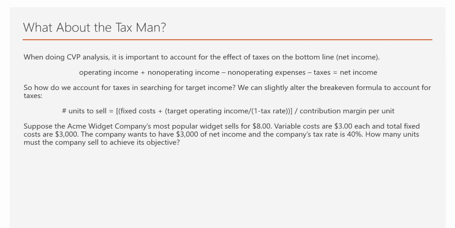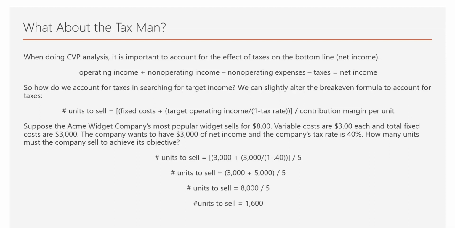Suppose the Acme Widget Company's most popular widget sells for $8. Variable costs are $3 each, and total fixed costs are $3,000. The company wants to have $3,000 of net income, and the company's tax rate is 40%. How many units must the company sell to achieve its objective?